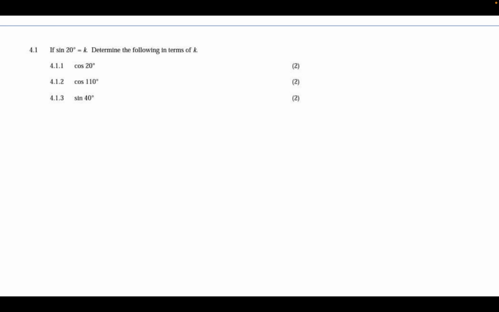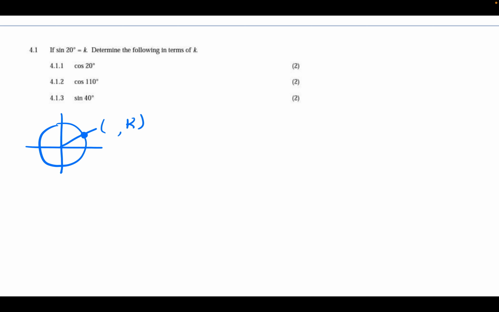Okay, let's consider this problem. It's a grade 12 trigonometry problem, and I notice they give us that the sine of 20 is equal to k. And if I think about the unit circle, we know that 20 degrees would be about here, and the y-coordinate of that point on the unit circle is equal to k.